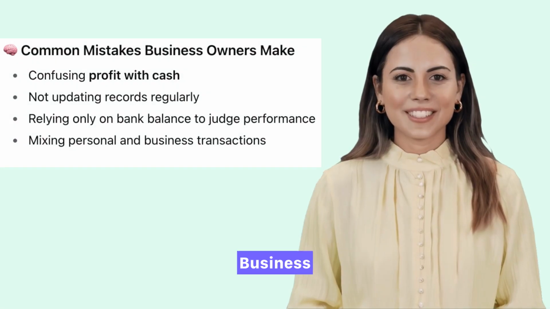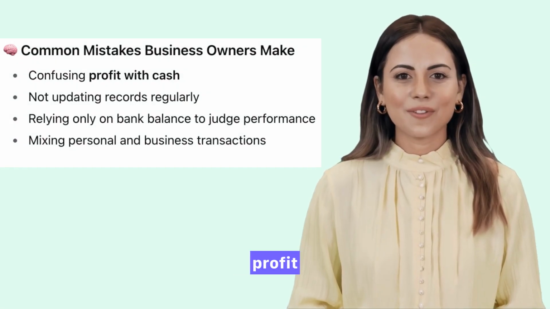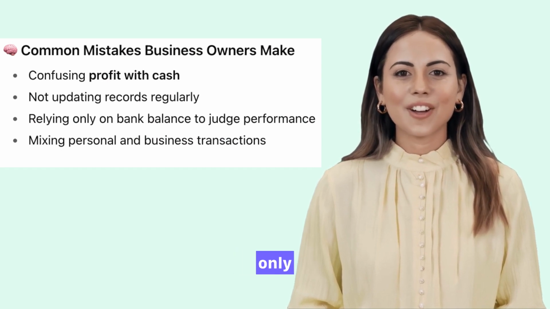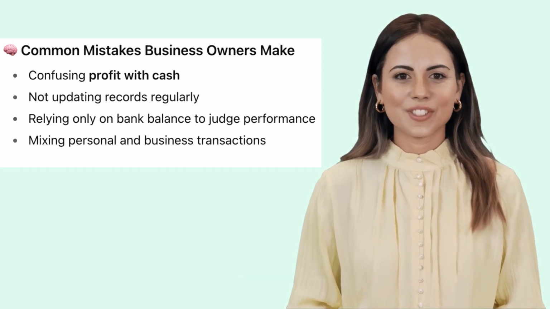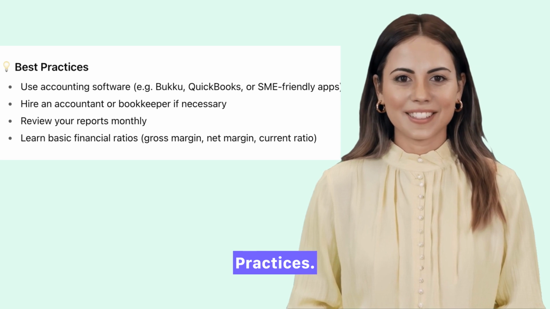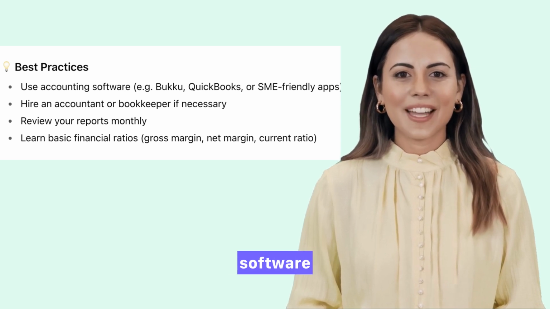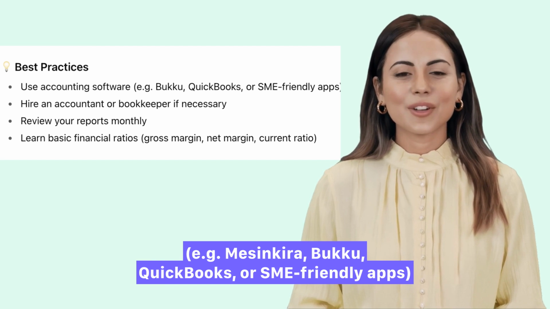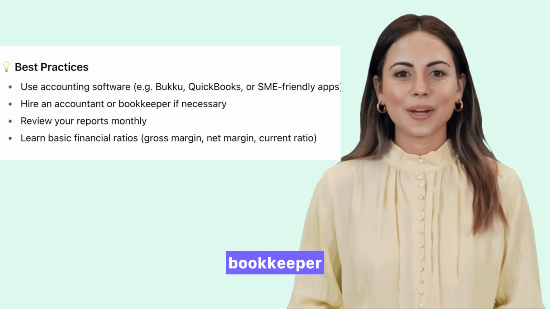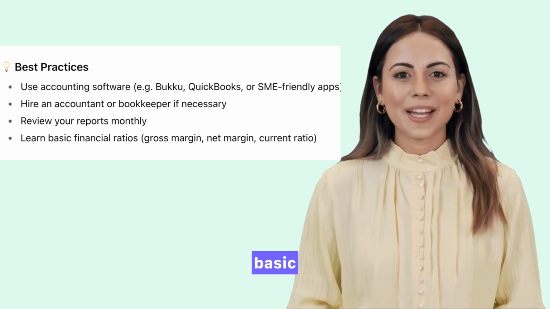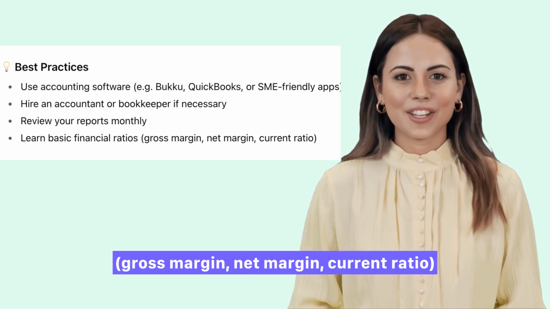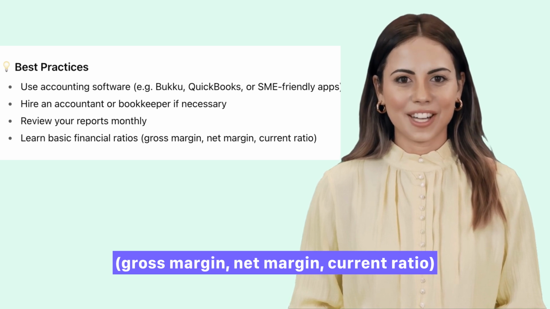Common mistakes business owners make: confusing profit with cash, not updating records regularly, relying only on bank balance to judge performance, and mixing personal and business transactions. Best practices: use accounting software, e.g. Messenkira, Booku, QuickBooks, or SME-friendly apps. Hire an accountant or bookkeeper if necessary. Review your reports monthly. Learn basic financial ratios: gross margin, net margin, current ratio.